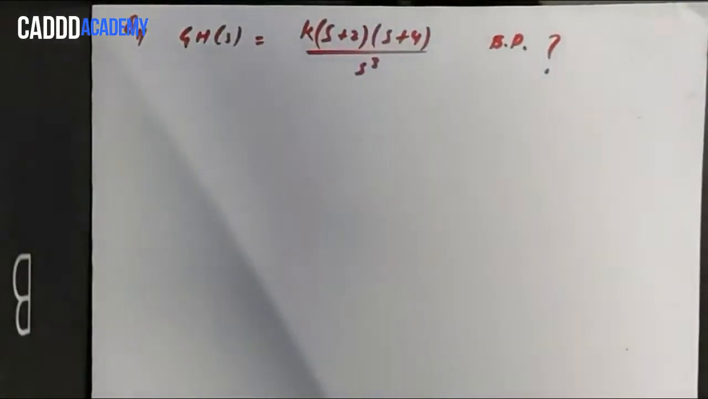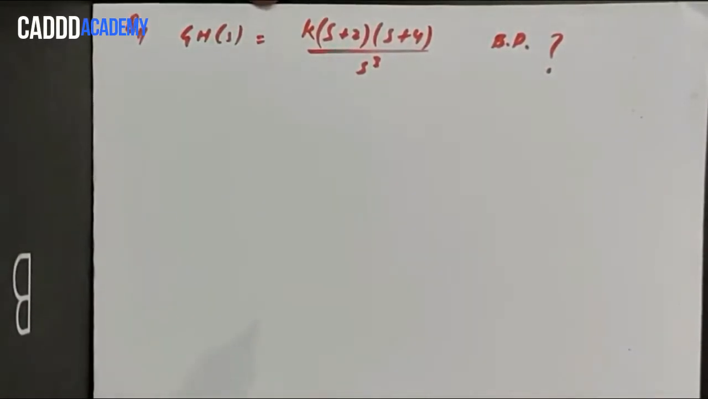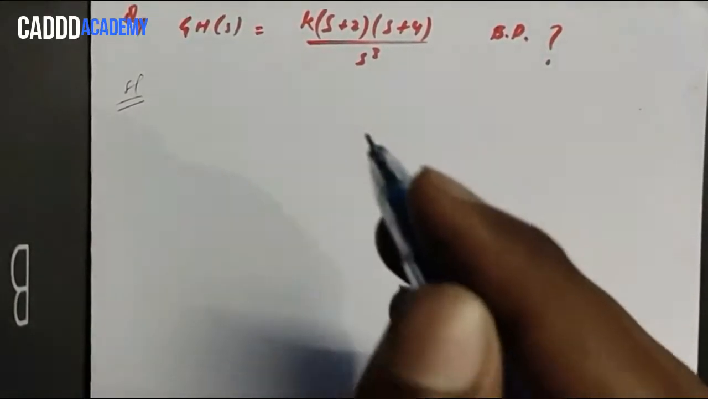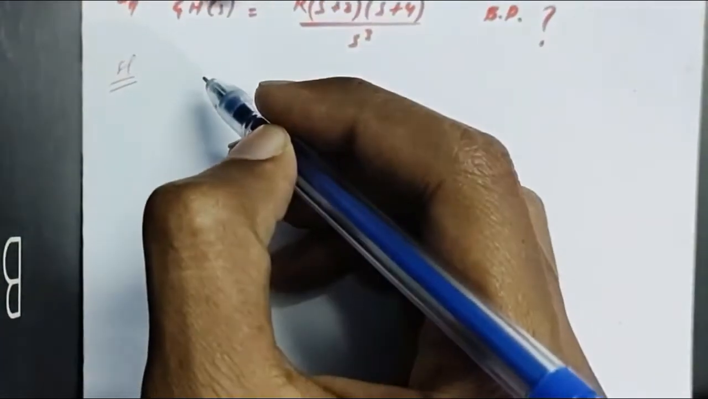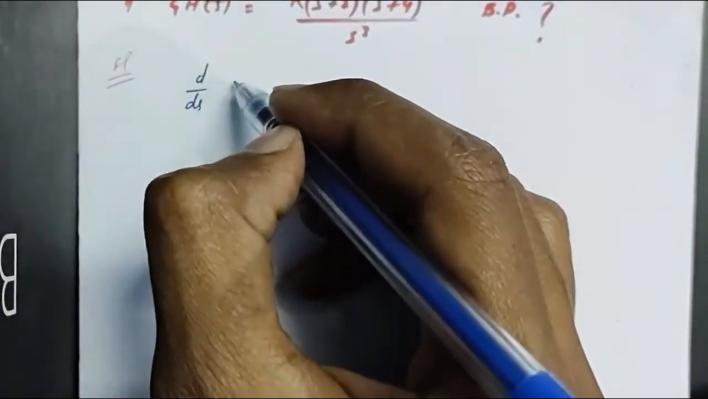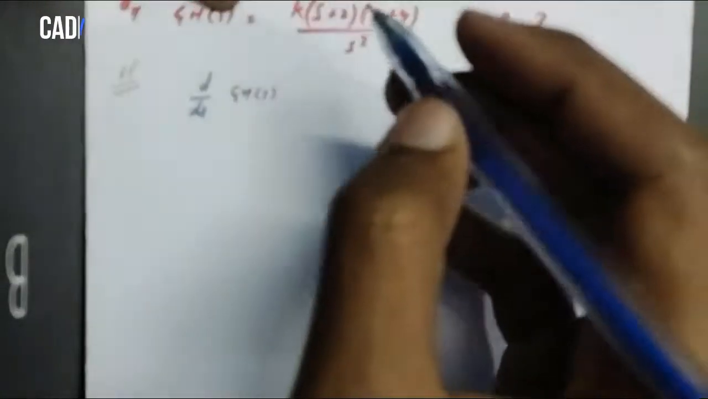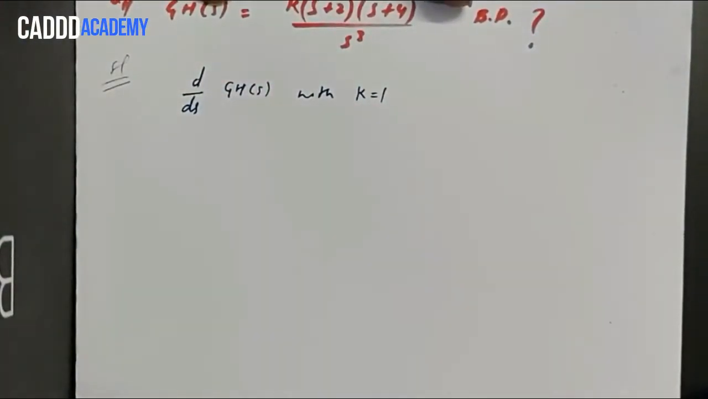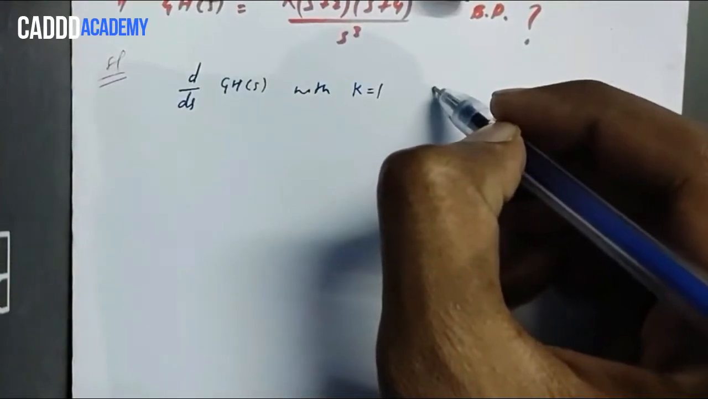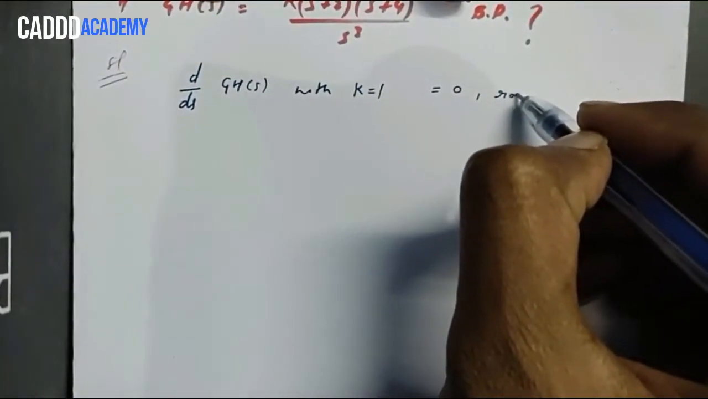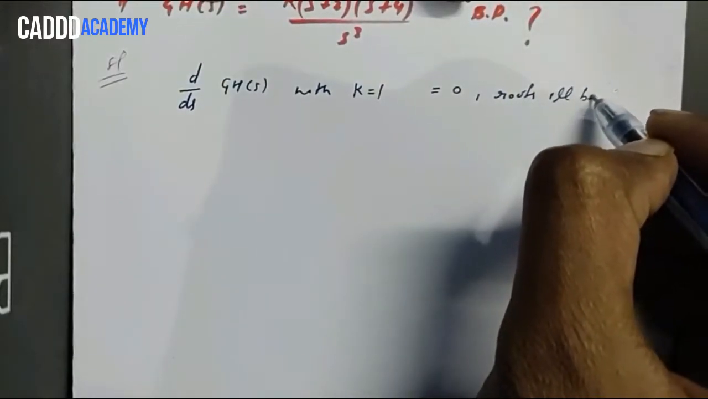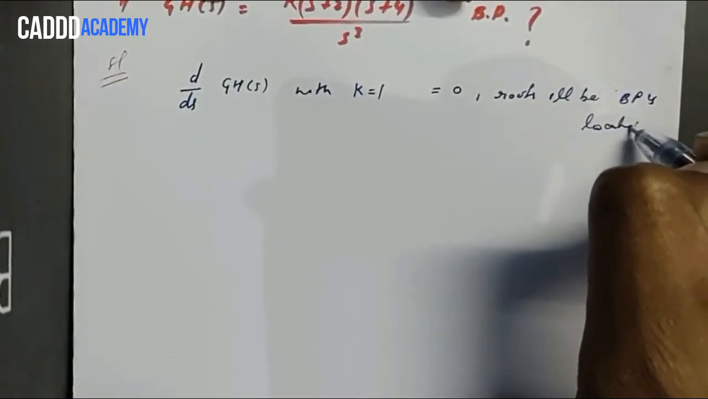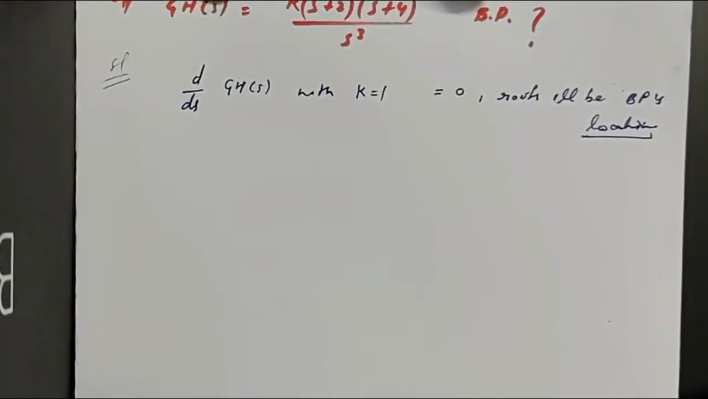To get the breakpoints, as I have told you in the basics, we differentiate the function GH of s with respect to s with k equal to 1. We equate this equation to 0, and the roots will be the breakpoint locations.